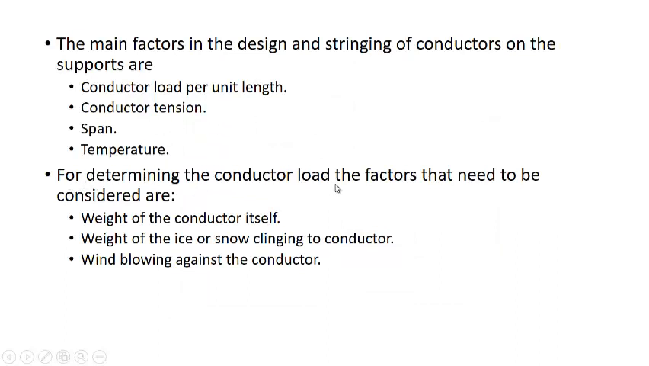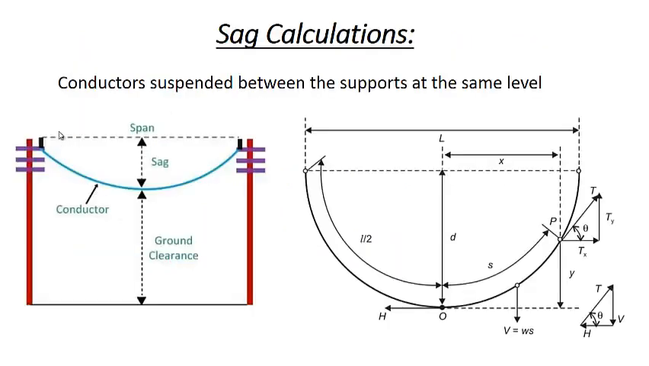For determining the conductor load, or we can say weight, the factors that need to be considered are the weight of the conductor itself, and the weight of the ice or snow clinging on the conductor, because when the ice is there, its weight will increase and there will be more sag. It will dip more because its weight due to this snow will increase. Wind blowing against the conductor will also increase its weight. So keeping these factors in mind, we'll first do the sag calculations.